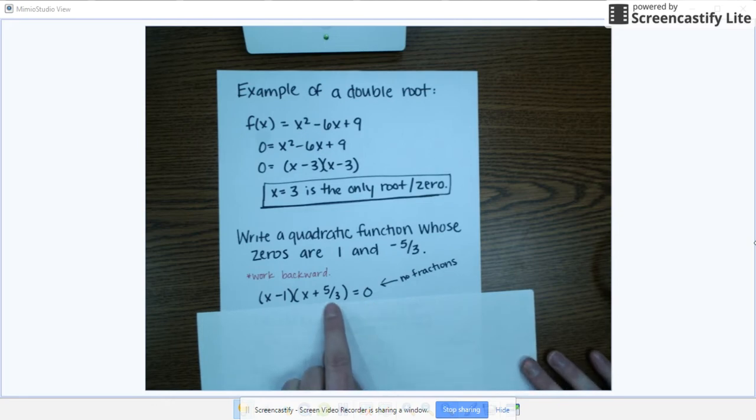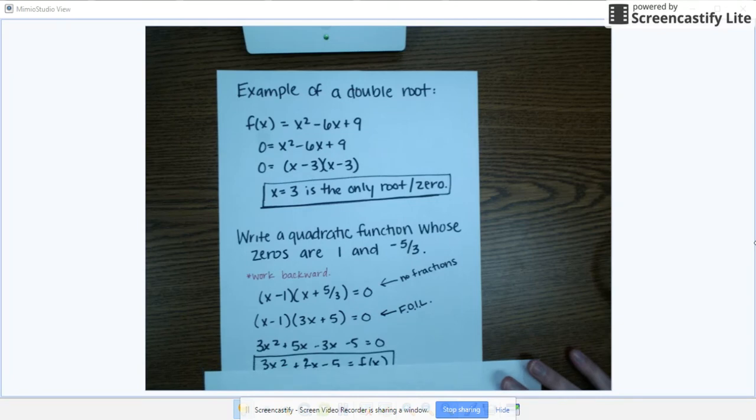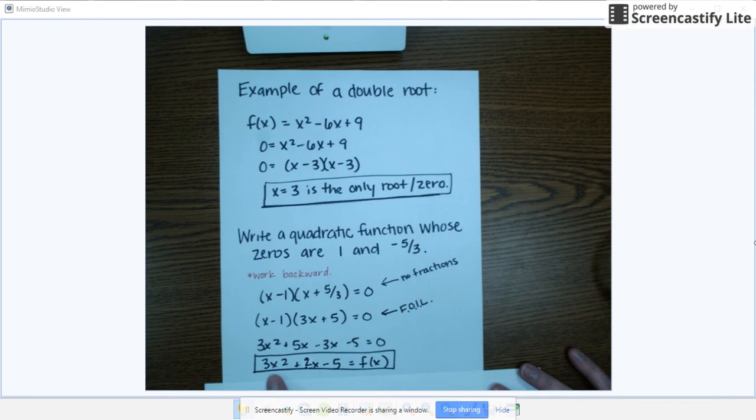We never have pieces that are fractions, though. So if you remember from our factoring chapter, we can always bring that denominator out in front. So now we have x minus 1 and a 3x plus 5. Now we want to actually write it as a quadratic function in standard form. So we want to FOIL, and then we can combine our middle two terms. You should get a 3x squared plus 2x minus 5 equals your function.